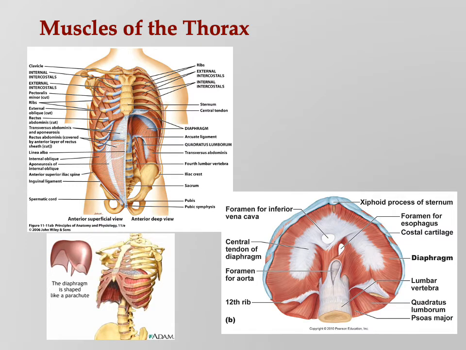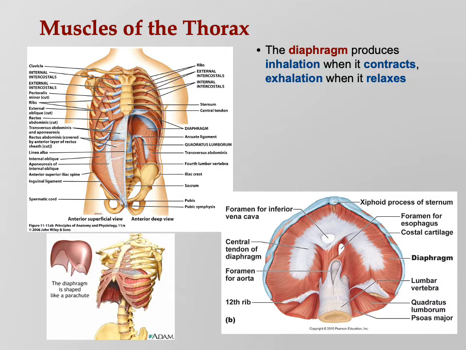On to the muscles of the thorax, muscles of your chest. So the diaphragm produces inhalation when it contracts, exhalation when it relaxes. So the diaphragm, look in the lower left, it's a big dome-shaped muscle that sits right at the bottom of your rib cage. When it contracts, it pulls down. And the diaphragm is physically attached to your lungs via the central tendon.